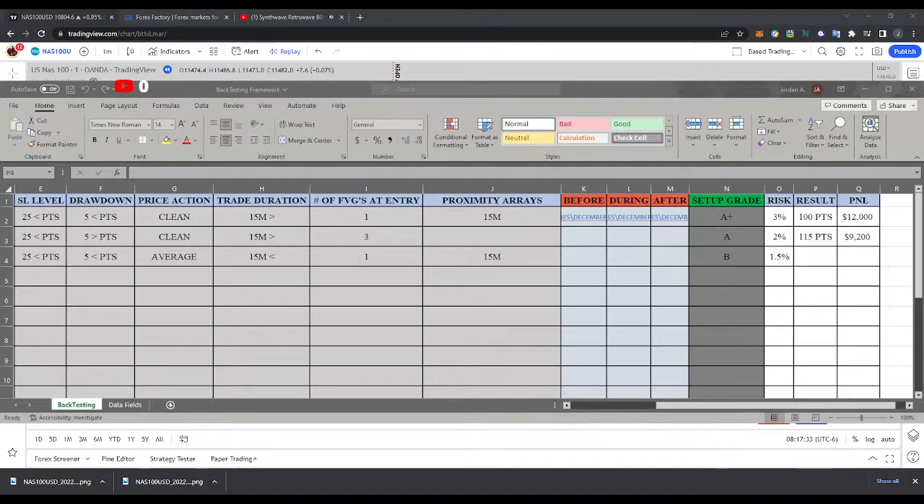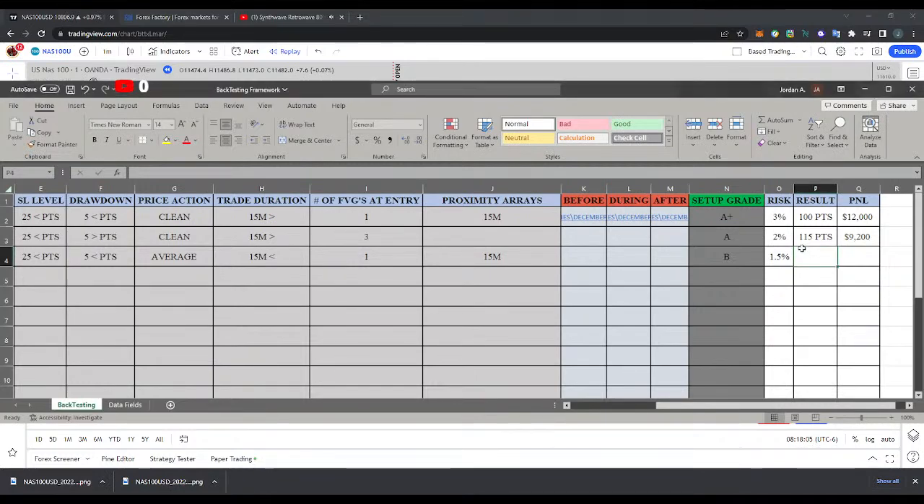Means we'd have $750 of risk on. Let's call it 75 points that we took in profit. So 750 divided by 25, we have a 30 lot position size. 30 times 75 is $2,250.